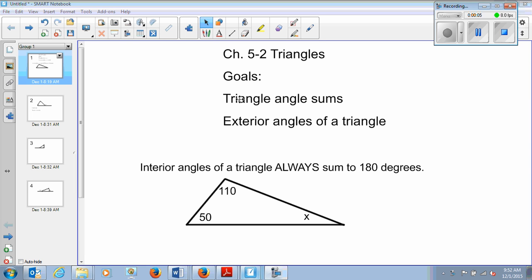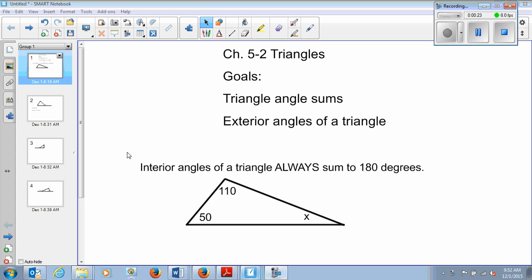Mr. Tipton, and we are ready to do Chapter 5-2, which deals with triangles and their angles. Some important goals we're going to have are the triangle angle sums. What do all the angles of a triangle add up to? And exterior angles of a triangle. We're going to look at those. We haven't really done that before.